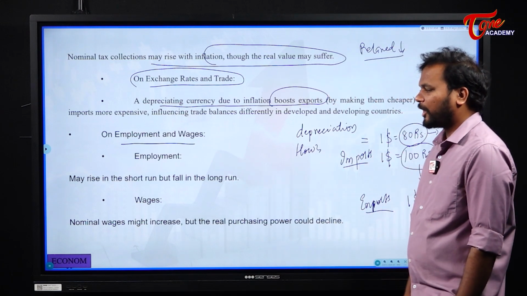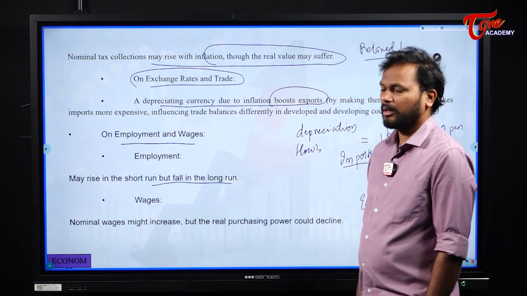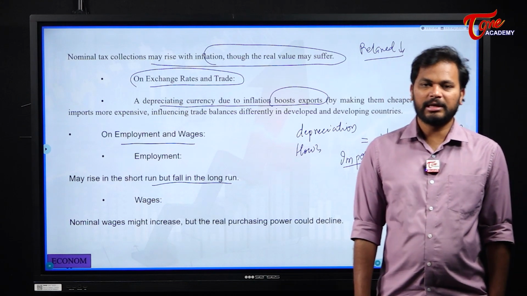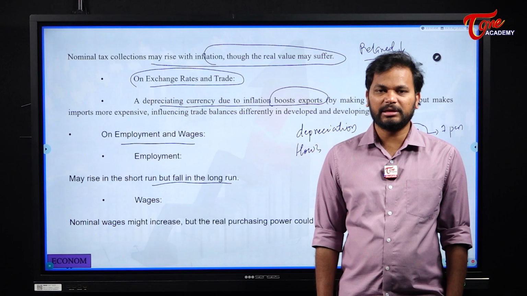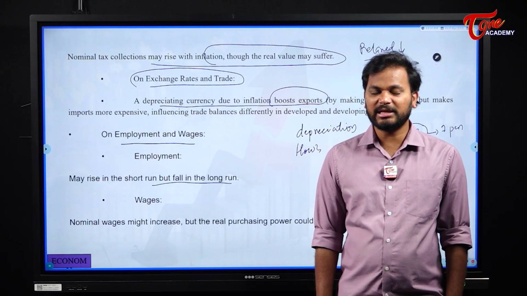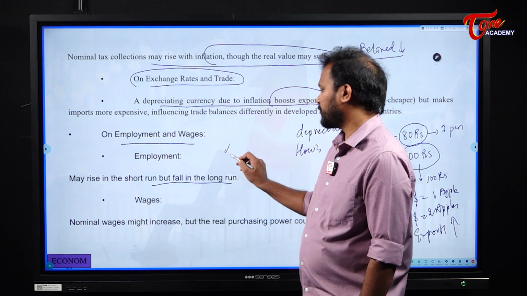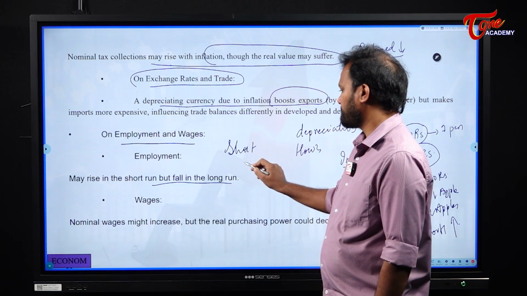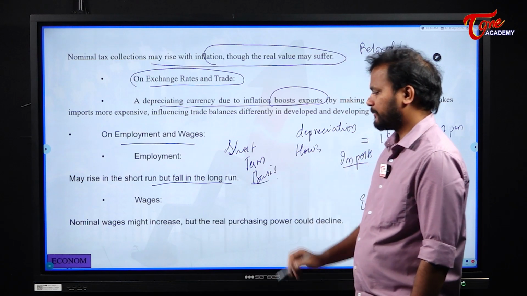Next, on employment and wages. Employment may rise in the short term but fall in the long run. How does employment increase? There is increased demand, and there should be increased supply to meet the demand. As a consequence, there is more investment, and that will lead to more employment. But this is on a very short term basis.